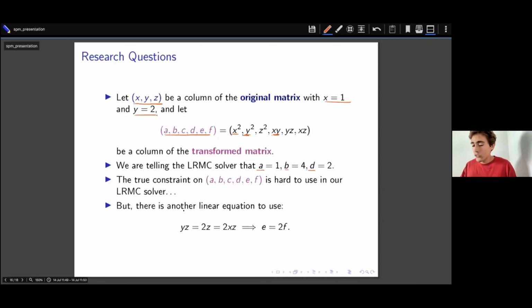However, there turns out to be another linear equation we can use, which is E equals 2F, which we are not using. And why does this happen? Well, E is YZ. We know that Y is 2, so this is 2Z. And X is 1, so this is 2XZ. Okay, so we have this condition, and we weren't using it.